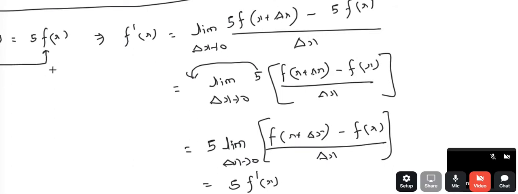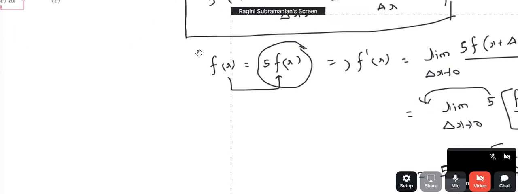So if we consider this whole thing as our original expression or function, the derivative of this is 5 times f prime of x. Right, this is fairly simple.